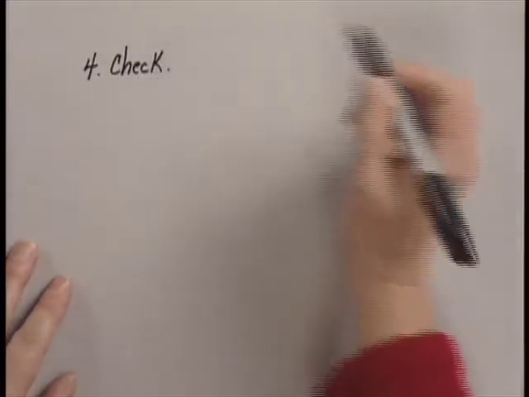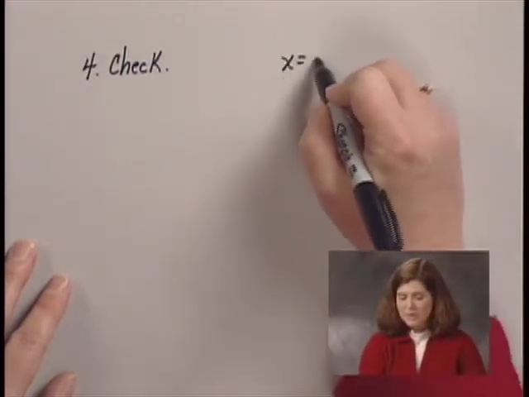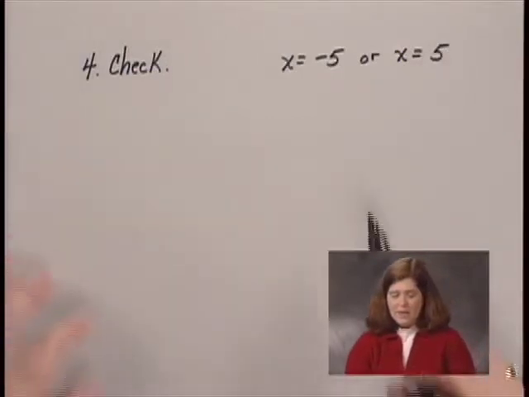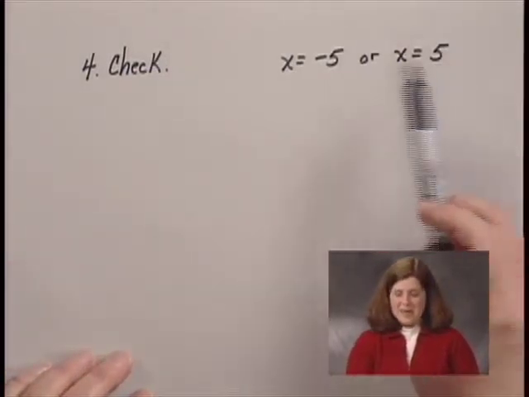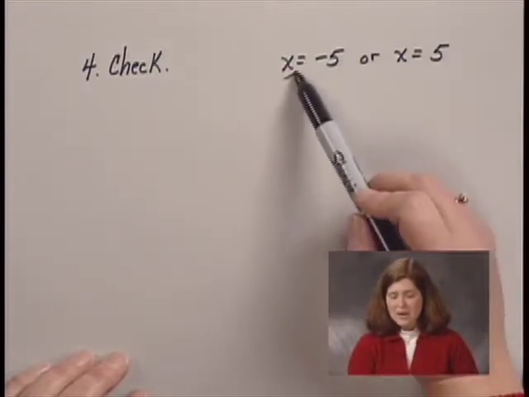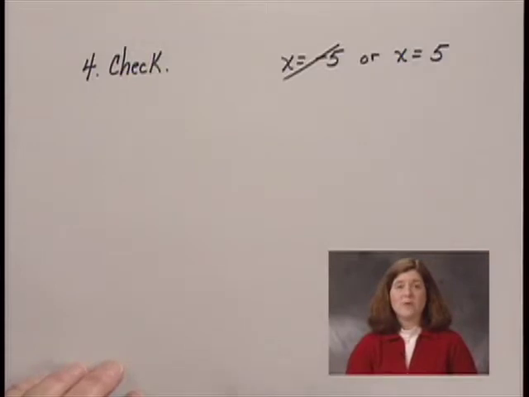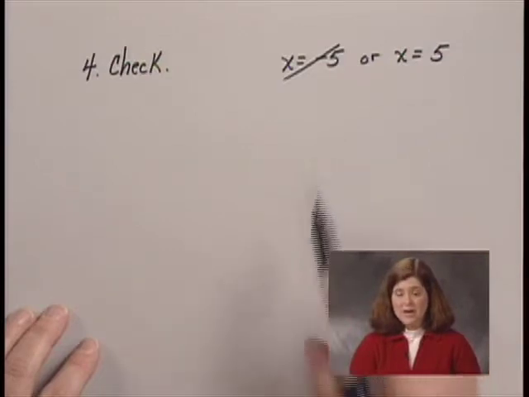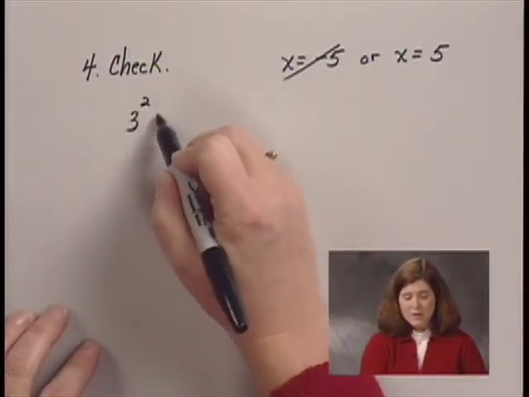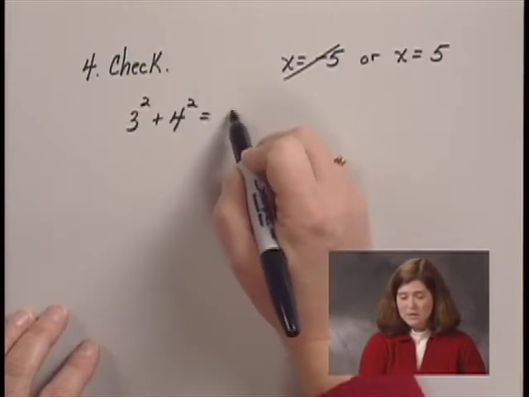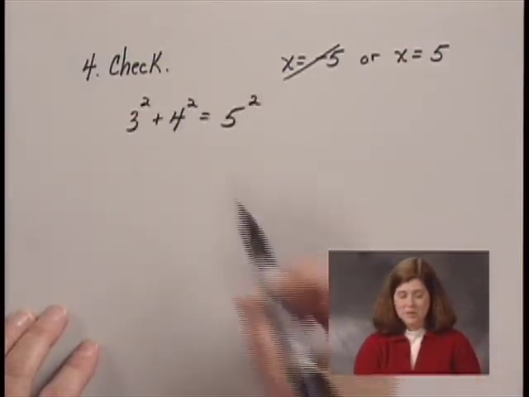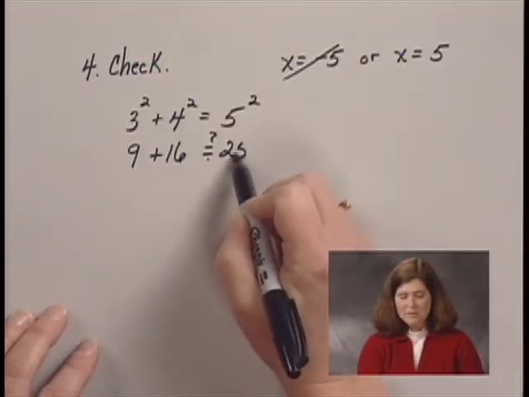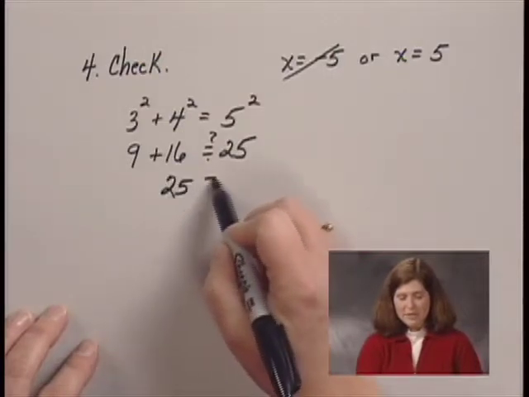Now we want to check this in the original problem, and we have possibilities of x equals negative 5 or x equals 5. Now remember, we're dealing with distances, and a distance is not negative, so this cannot be an answer to our problem. So we're just left with a possible answer of 5. Now if 5 is the hypotenuse of that triangle, then 3 squared plus 4 squared would have to equal 5 squared. Is that true? Well, 9 plus 16, does that equal 25? Yes, it does. 25 does equal 25.